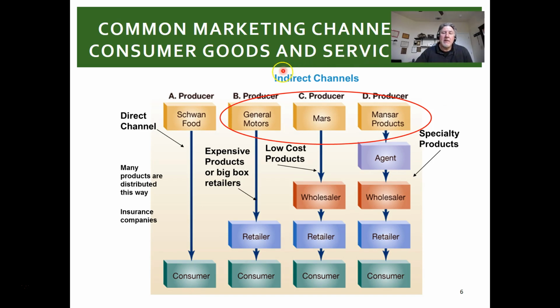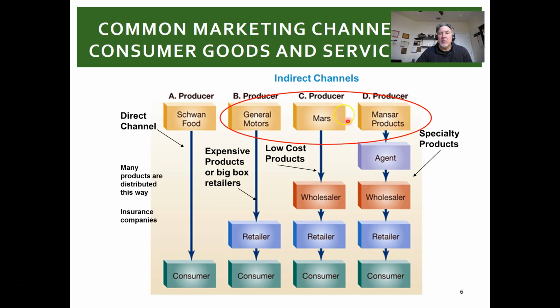But there are many large-scale volume products that go through intermediaries. For instance, General Motors works through retailers, as we know, the various dealerships. Mars will go through a wholesaler and retailer to distribute their products ultimately to the consumer, such as their candy bars and their dog food products.